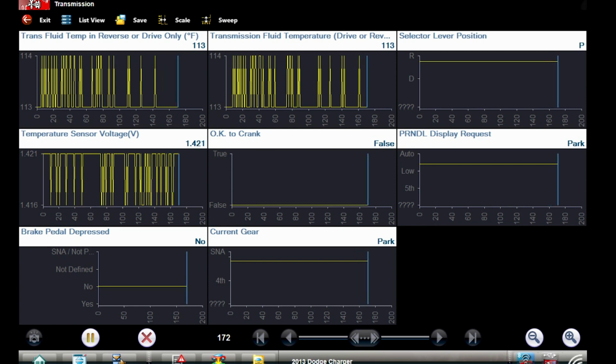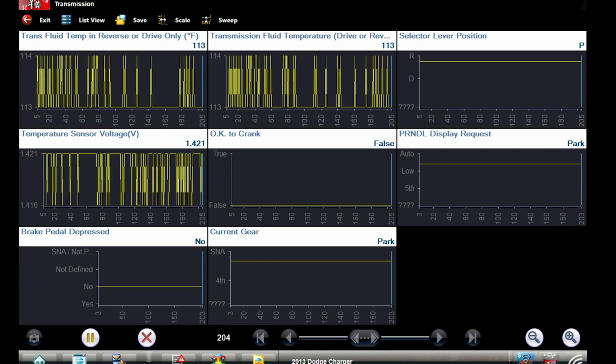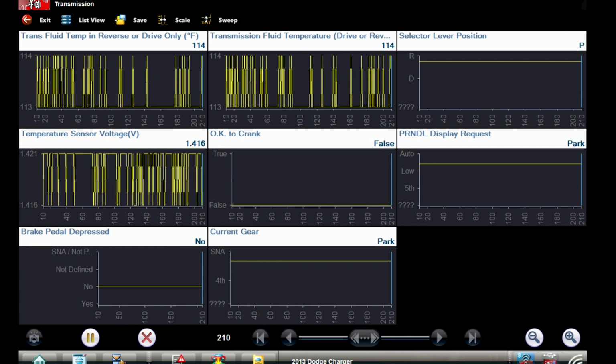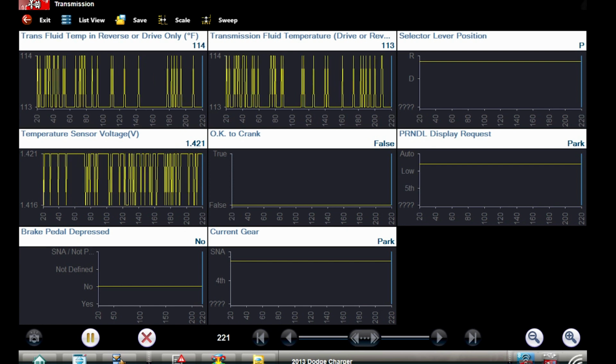Obviously, we are not OK to crank. Our temperature sensor voltage has not changed. Our PRNDL display request, both on the instrument cluster and within the scan tool, has gone to reverse. Brake pedal is still depressed. Our current gear is showing as neutral. Vehicle's not running, transmission's not shifting, so that makes sense.